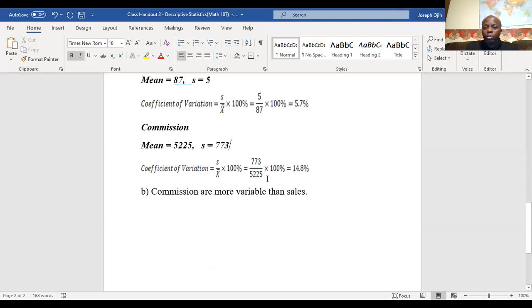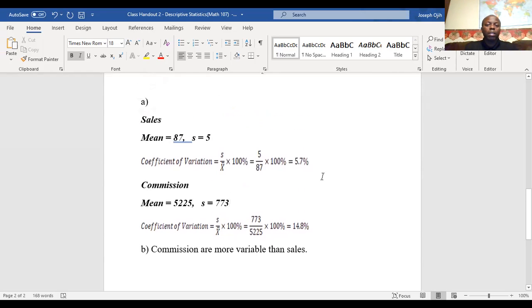So 14.8%. That's the result. You can see that the commission varies more than the sales. And that is how to calculate the coefficient of variation.